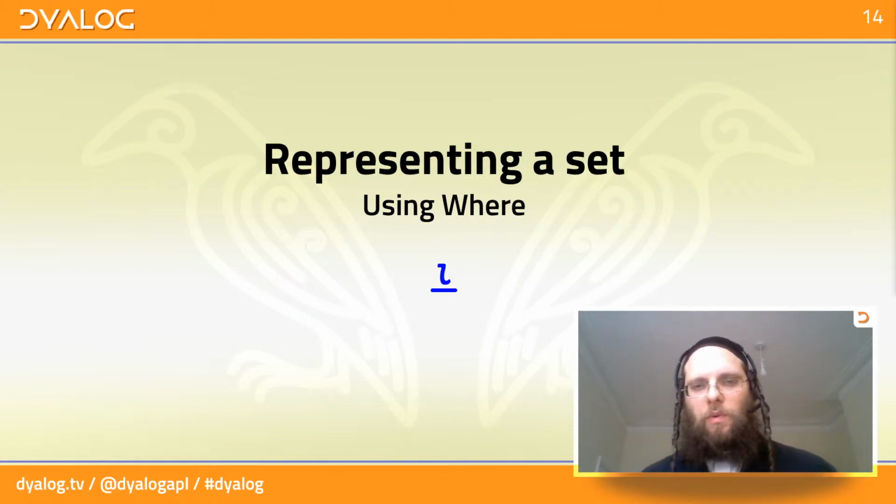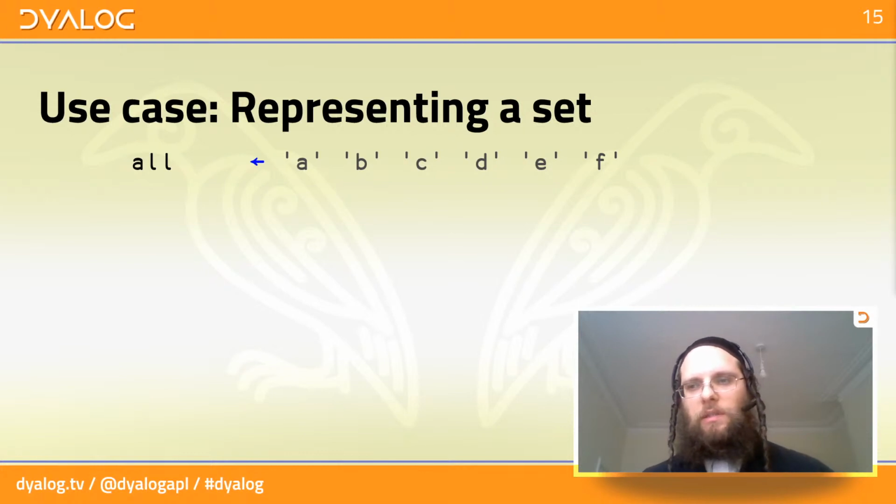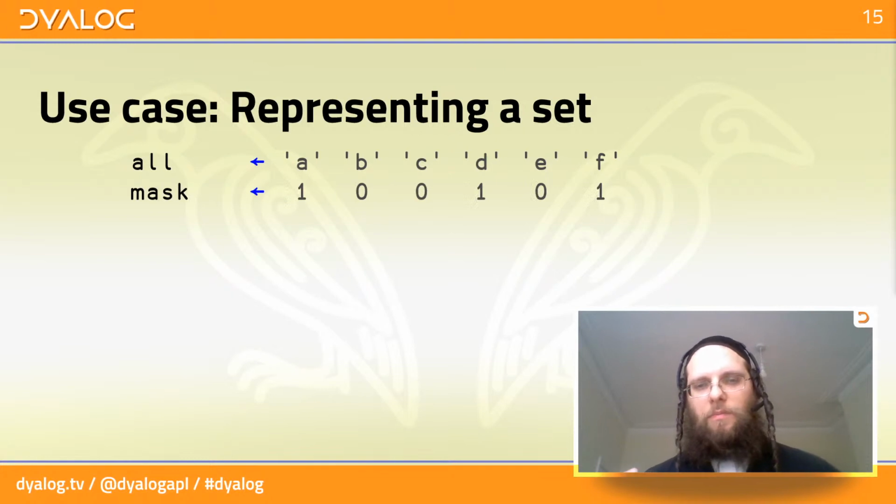Another thing we can do with where is to convert between representations of a set. I'll explain what I mean. Let's say that we have a set here. So this is, should we say, the domain, the world that we are working in, and all sets are then subsets of the entire domain. So we can represent a subset as a Boolean mask. In this case, it's the subset ADF.